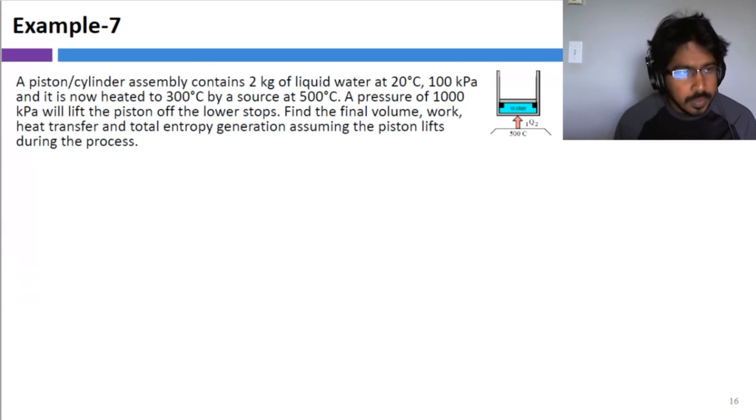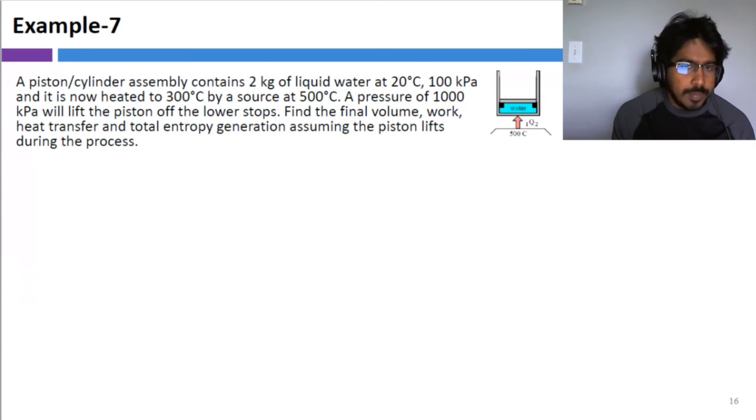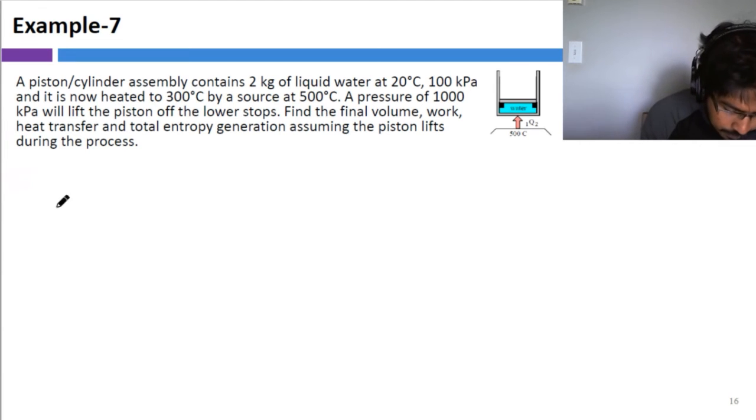So this question says a piston cylinder assembly contains 2 kilograms of liquid water at 20 Celsius and 100 kilopascals. So state is clearly defined here, and it is now heated to 300 Celsius by a source at 500 Celsius. A pressure of 1000 kilopascal will lift the piston off the lower stops. Find the final volume, work, heat transfer, and total entropy generation, assuming the piston lifts during the process. Okay.